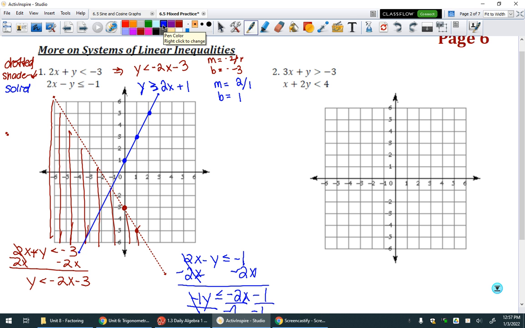And then we need to shade. So for the second equation, my inequality sign is now facing to the right. So what's happening to the numbers as we go to the right on a number line? They're getting bigger. So I'm shading up.